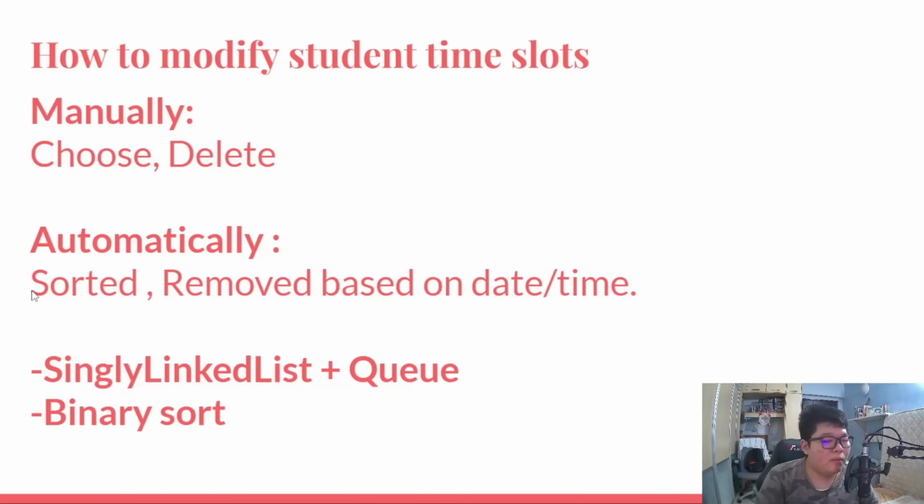Both are queues because we need access to the earliest data that was stored in the linked list. There will be two ways to manually interact with the slots. One is choosing the slots, and the second is deleting the slots. Each slot will be sorted automatically by date and then by time. Also automatically, the slots will be deleted once the current time has passed the slot time. That is all for the student part. Thank you.